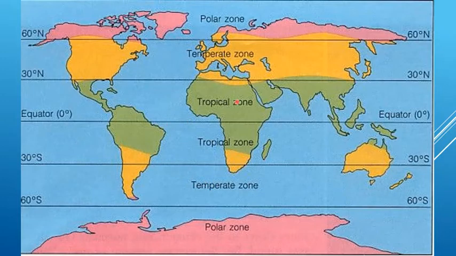Here we have a tropical climatic zone along the equator on both sides. Then we have a temperate climatic zone which extends from 30° north to 60° north and 30° south to 60° south respectively. Then we have a polar climatic zone or frigid zone, or we can also say tundra climatic zone, which extends from 60° north to 90° north and 60° south to 90° south respectively.